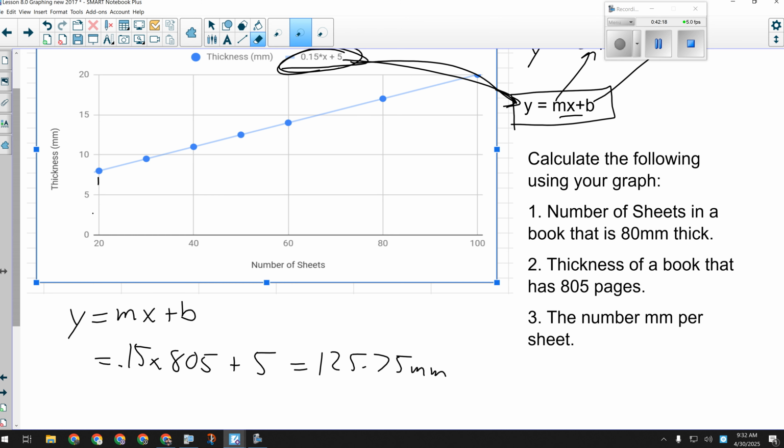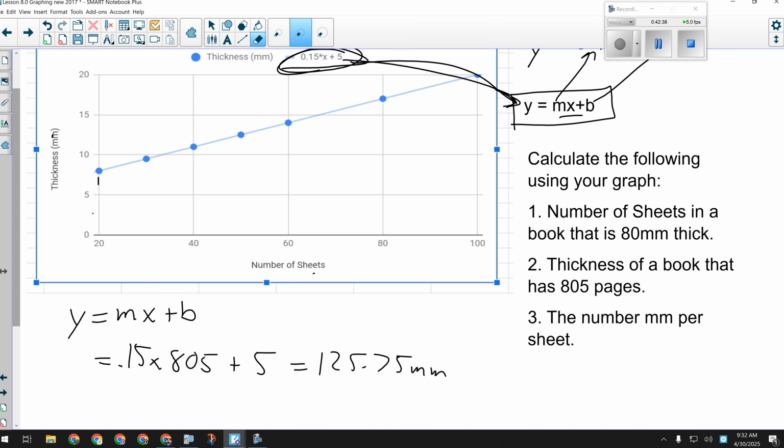The slope is how much does y go up as x goes over. Okay, that's going to be in millimeters per sheet. So the slope of that line is the thickness of one sheet, 0.15 millimeters. Add a sheet, you added 0.15 millimeters to the thickness of the book.